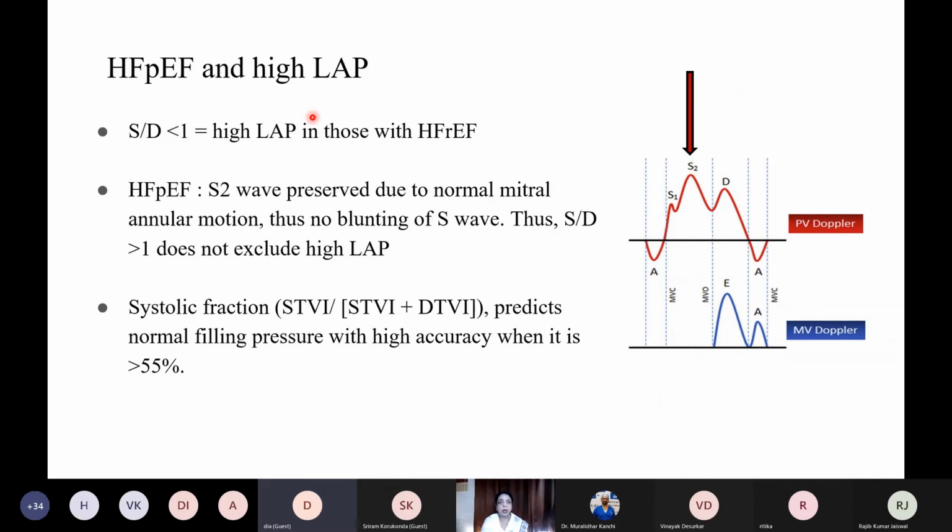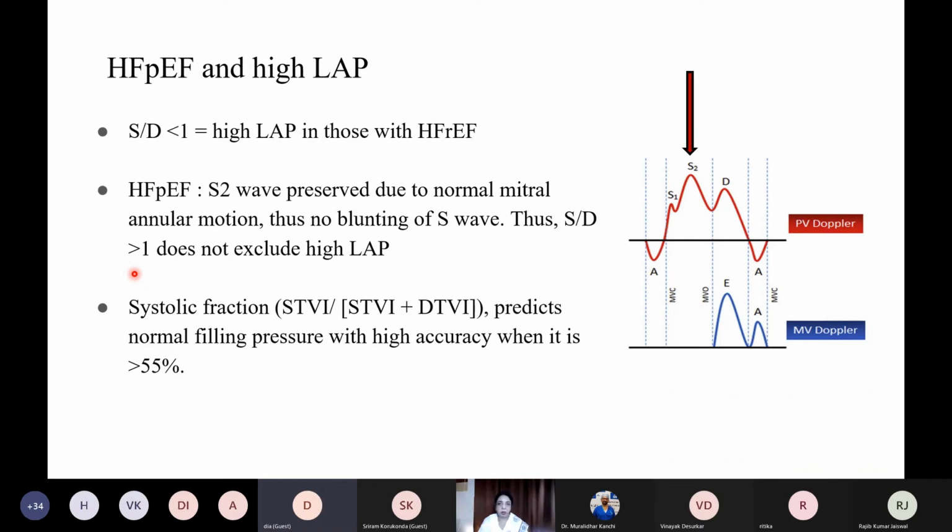I just now told you that there is S by D less than 1 in HFrEF with high LAP. But in HFpEF, that is preserved ejection fraction, S is well preserved due to normal mitral annular motion, because the LV is healthy still and contracting well. So there is no blunting of the S wave. Thus, S by D is many a times more than 1, but that does not exclude high LAP. That is the important message I wanted to give you.